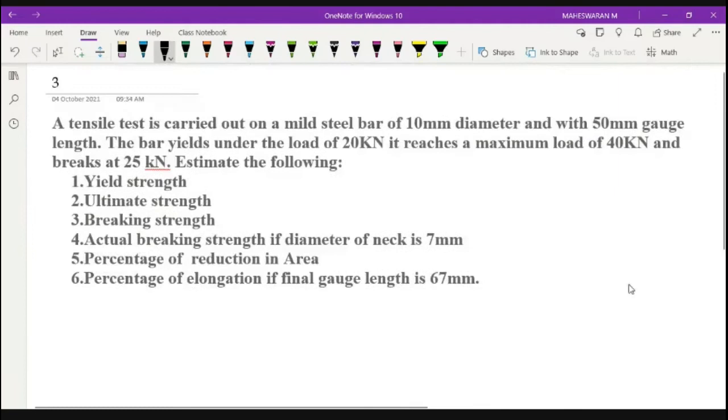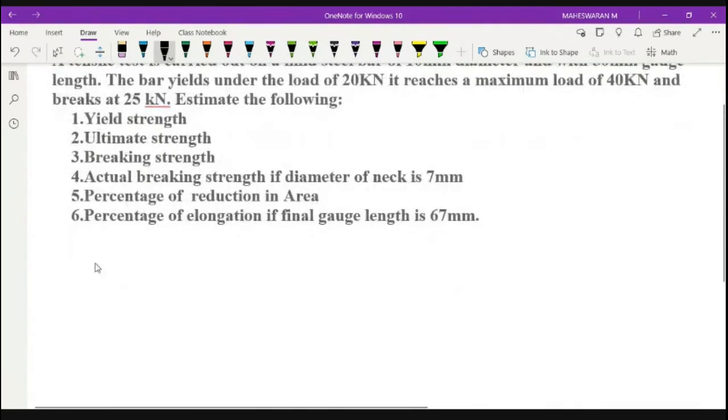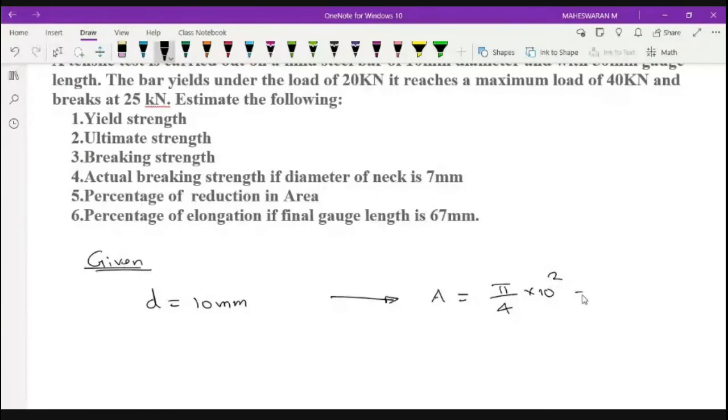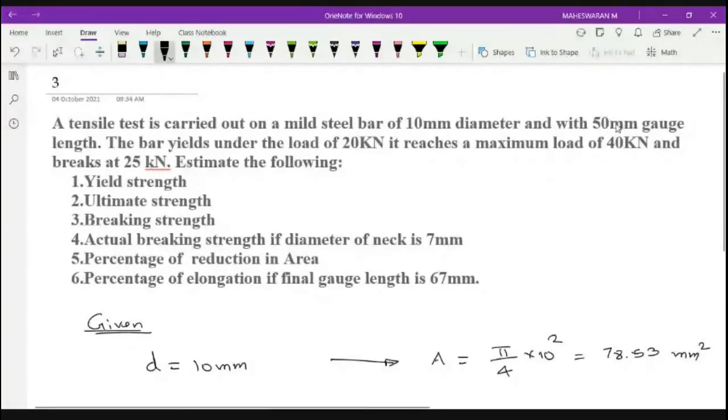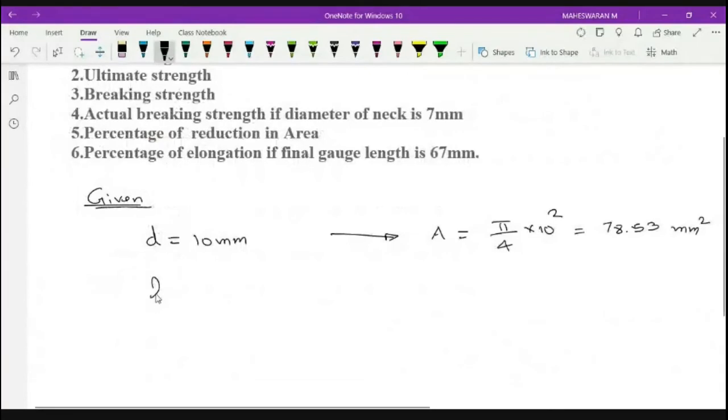So they write out the data. This is the given data. They mention the diameter, which is 10 mm. What is your area? It is a cross-sectional area, right? So it is pi by 4 into 10 squared, right? So what are you getting? You're getting 78.53 mm squared. Very good. So from the diameter, we identified the area. Next, gauge length L is given. L is 50 mm.